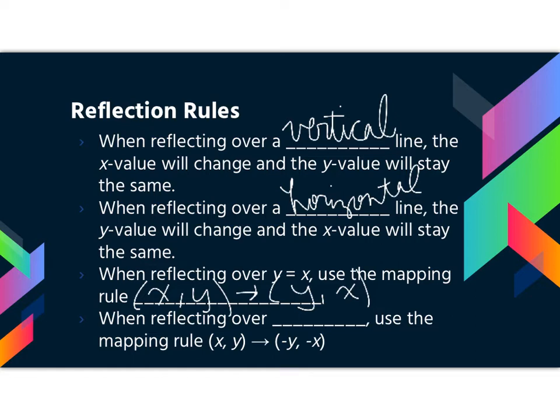When you reflect over the line y equals negative x, you use the mapping rule (x, y) goes to (negative y, negative x). A similar thought process for how to remember that is you're reflecting over y equals negative x, so you're flipping the x and y values, and because you have a negative slope, you change the sign for both of your x and y values.